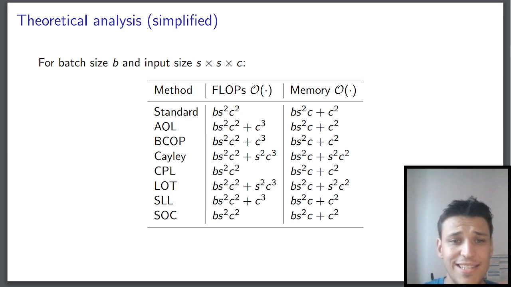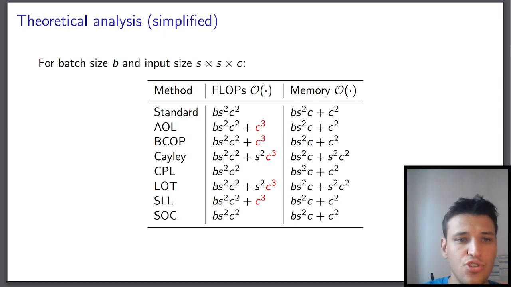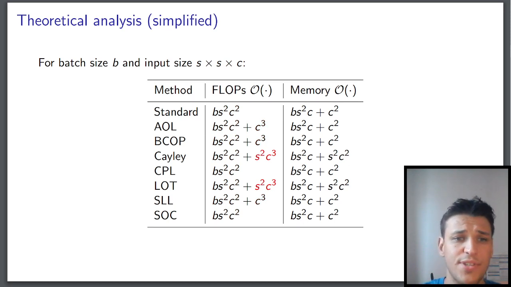In our theoretical analysis, we have found that all methods are at most a constant factor worse in terms of floating point operations for processing the input. However, most layers require some transformation, for example, orthogonalization of the parameters beforehand. This transformation usually scales like c cubed for c the number of channels. For Cayley and LOT, this additional term also scales with the input size, making those layers less feasible for larger models.